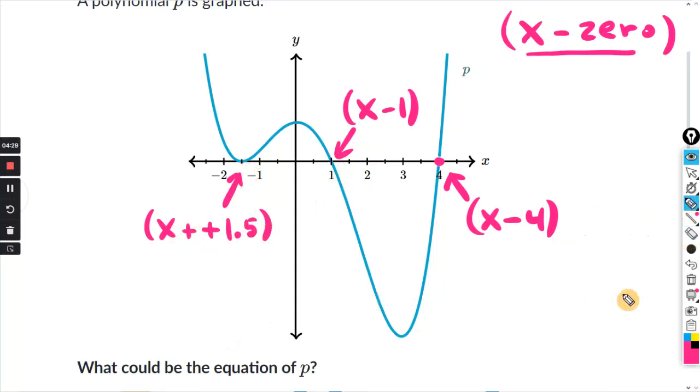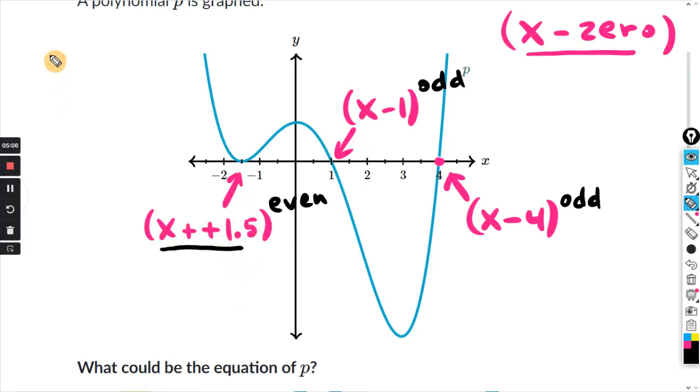Now for the exponent part, remember we said when it crosses right through, the exponent is going to be odd. This one crosses right through, so the exponent is going to be odd. And this one here, it touches or bounces off, so the exponent is going to be even. Now, these two are okay. But in their answer, they do not accept any decimals or fractions. So we need to get rid of it.